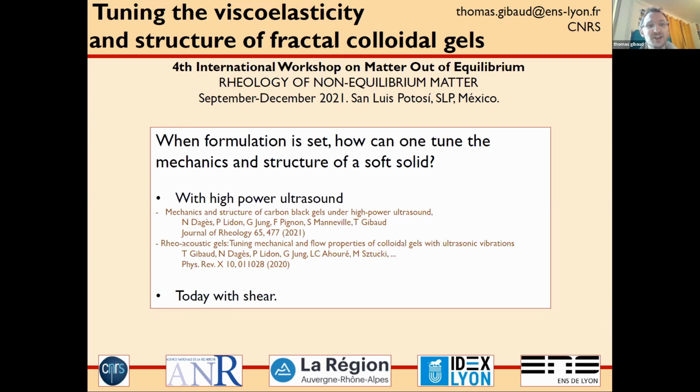And the main question that I want to address is: when the formulation is set, that is to say, we fix the interaction, we fix the volume fraction, everything is set, how can one tune the mechanics and structure of soft solids? And so we have recent work where we did it with high power ultrasound. So I won't talk about that today, and I will talk about shear.